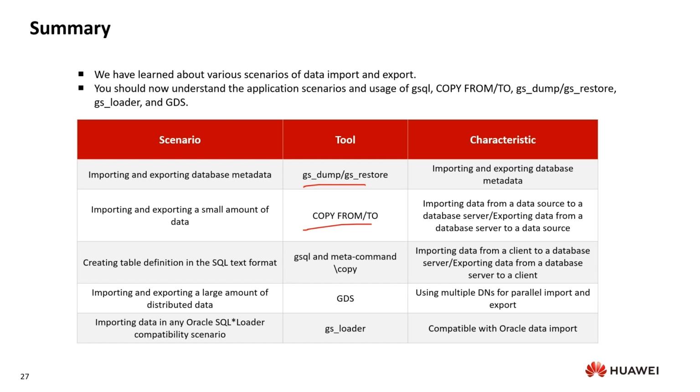It can import data from a data source to a database server, or export data from a database server to a data source. To import or export using SQL statements, we can use gsql and the meta command \copy. They can import data from a client to the database server, or export data from the database server to the client side. To import or export a large volume of distributed data offline for a distributed GaussDB instance, you can use the Gauss data service. It uses multiple data nodes for parallel import and export.